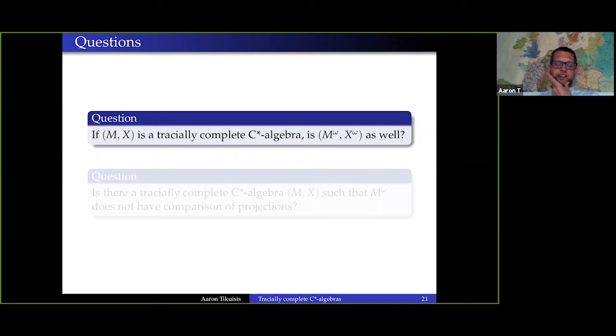Okay, let's just ignore this question. I meant to change this a bit.